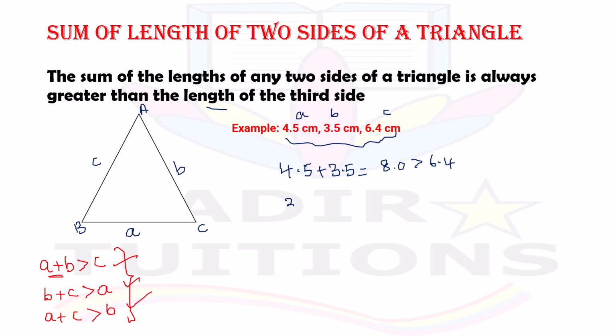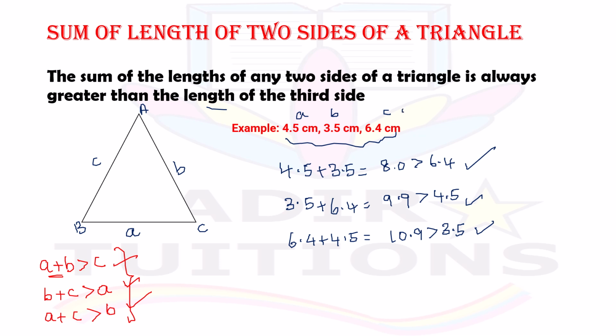Now I'm going to add b and c. So 3.5 plus 6.4, what will be the answer? It's nothing but 9.9, which is obviously greater than a, which is 4.5. Now we are going to add c and a. 6.4 plus 4.5, I will be getting 10.9, which should be greater than b, which is 3.5. Yes, all these three conditions are satisfied. So using these measurements, surely I can make a triangle.